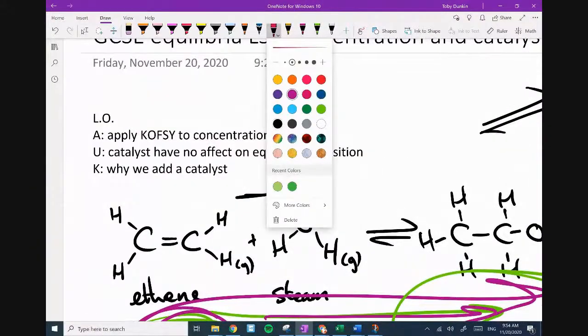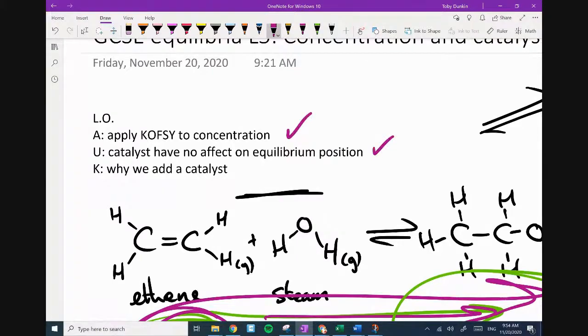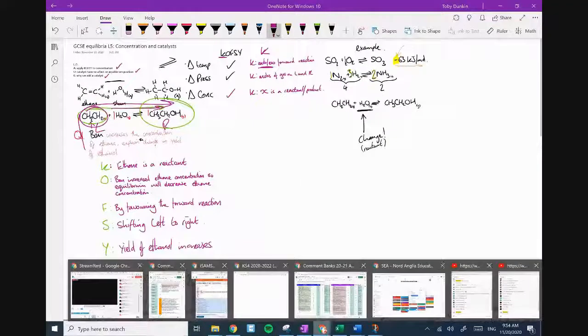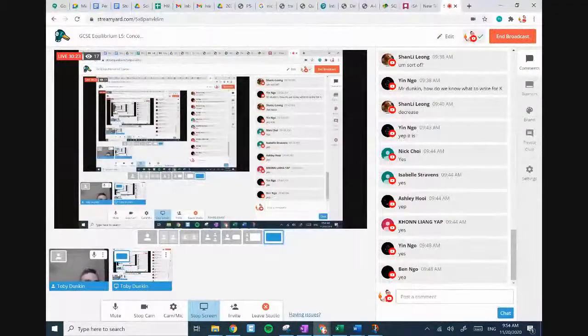Tick and tick, learning objectives. We know it has no effect on the position and we can explain it. So why do we add a catalyst? We now understand that one too. That brings me to the end of my lesson.